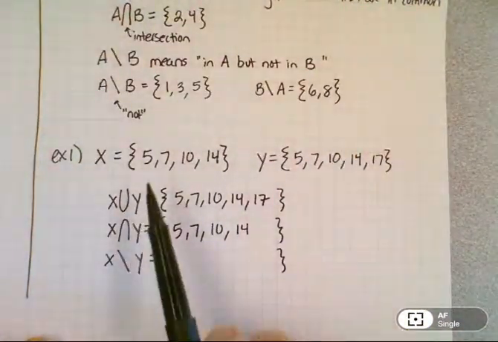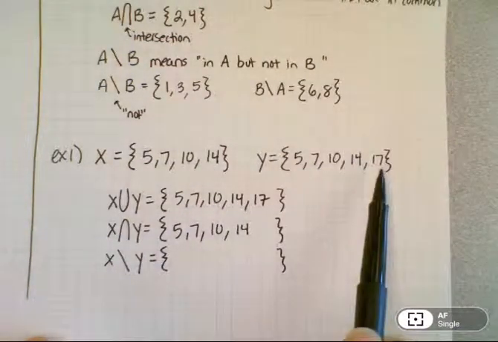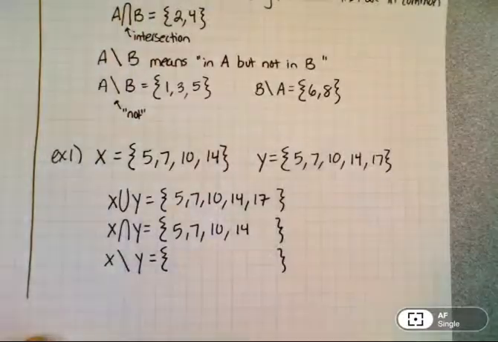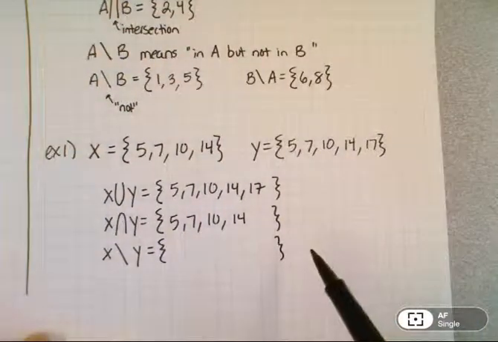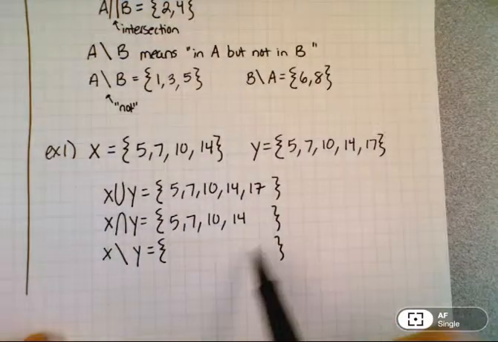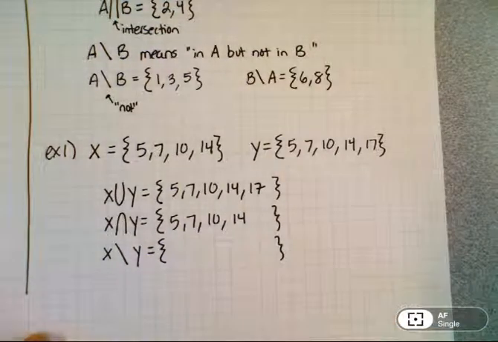X not Y, those are the items in X that are not in Y. And the thing here, it's kind of weird, but it's empty. So you just leave it like this. It's an empty set because everything in X is also in Y. So nothing is going to be in X not Y.